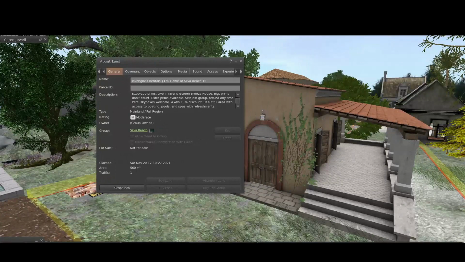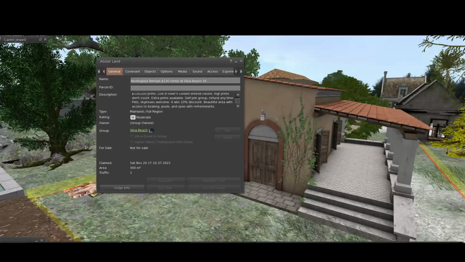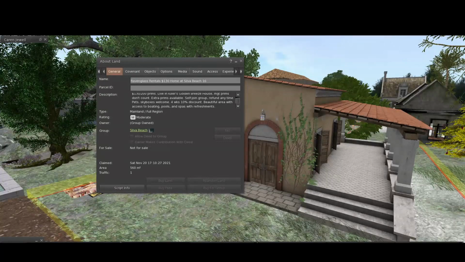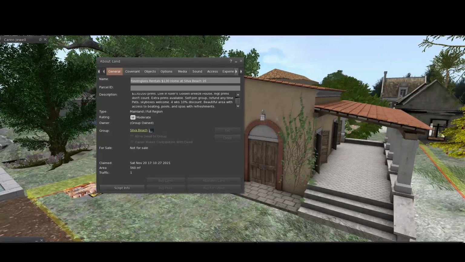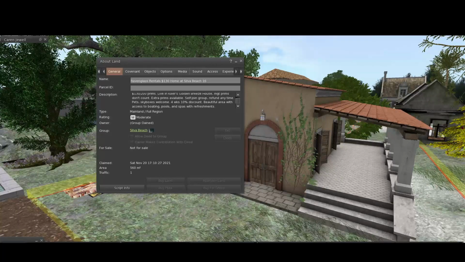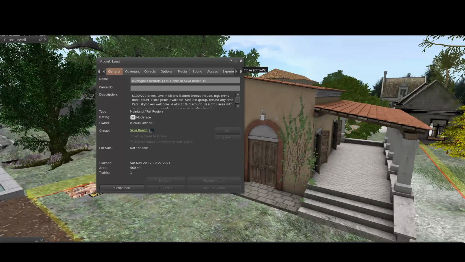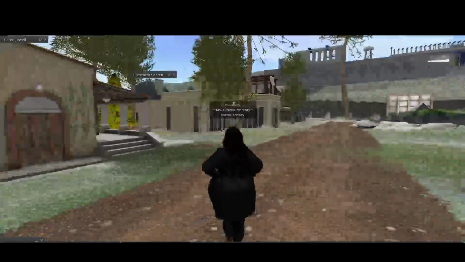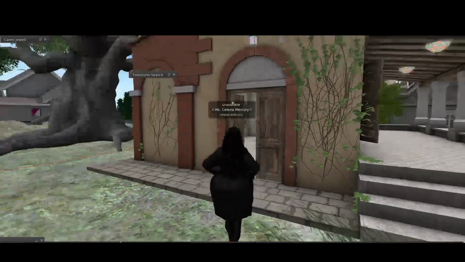130 Linden, 200 Prims, Golden Breeze House. Management Prims don't count. Extra Prims available. Self-join group, refund anytime. 4 weeks garners you a 10% discount. Beautiful area with access to boating, pools, spas with refreshments. This is adorable for 130 Linden a week and 200 land impact. And your land impact is not part of the build at all. This is adorable and peaceful.